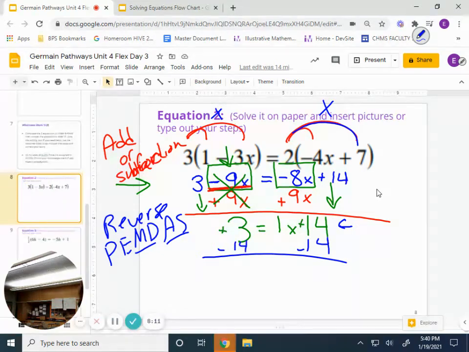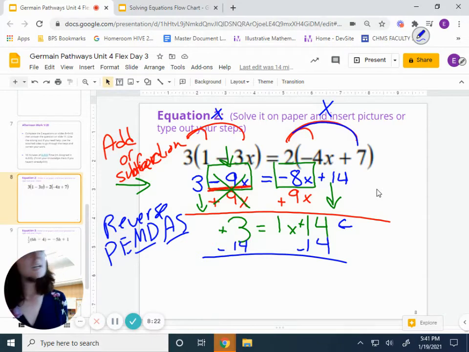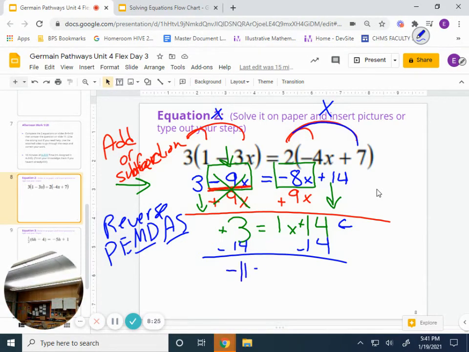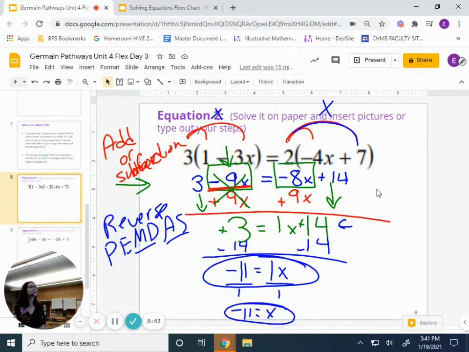Okay, 3 minus 14. Type it in my calculator. 3 minus 14 gets me, oh gosh, that's a 73. 3 minus 14 gets me a negative 11 is equal to a 1x. Boom. I don't even need to do that last step of divide because I have a 1x. If I divide by 1, I'm still going to get negative 11 is equal to our x. Boom. Final solution. Pause the video, write this down if you did not get a chance to do this one on your own.